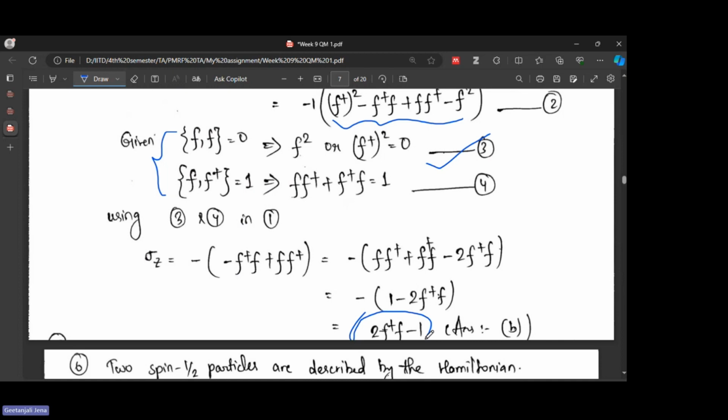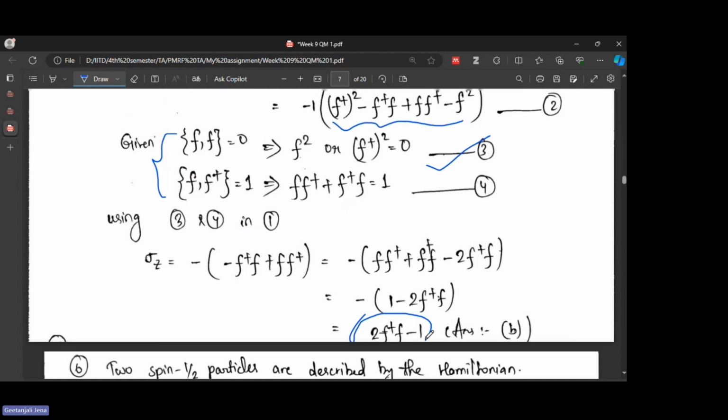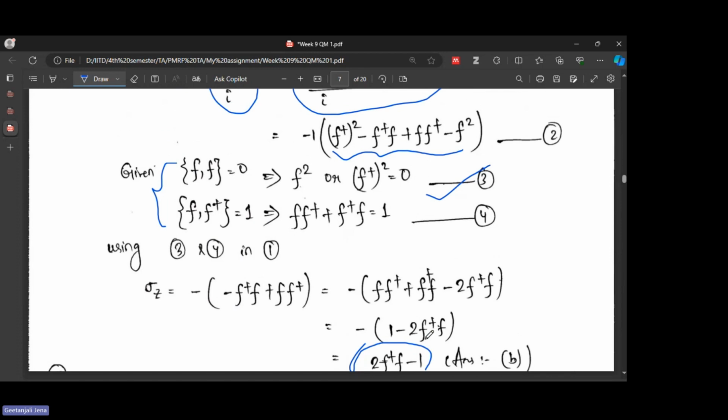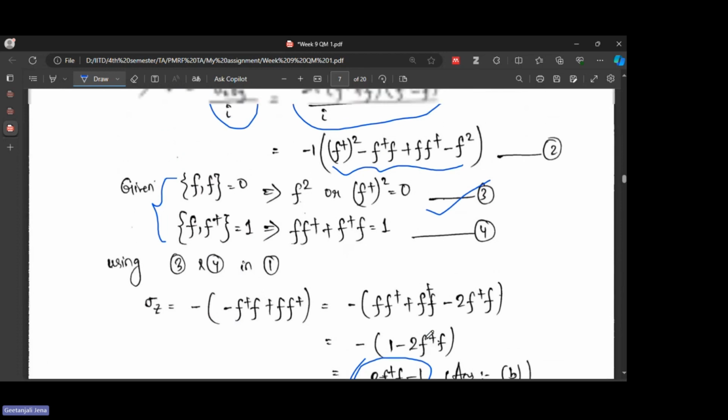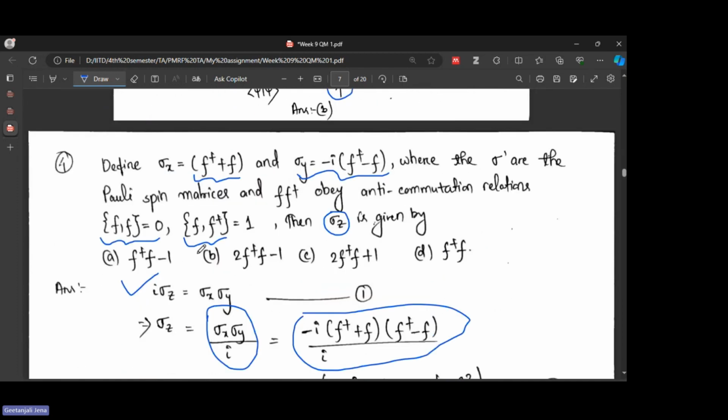This question is simple. You can easily solve it, but you just have to remember how you can get sigma z when sigma x and sigma y are given to you. Sigma x into sigma y is i times sigma z. Similarly, sigma y multiplied by sigma z gives i times sigma x, and sigma z multiplied by sigma x gives i times sigma y. In this way, you can calculate the other Pauli matrix if two are given to you. So the answer will be B, 2 f dagger f minus 1.